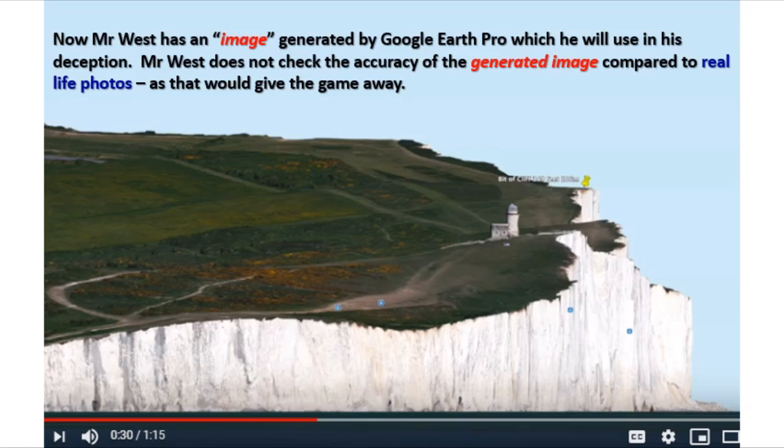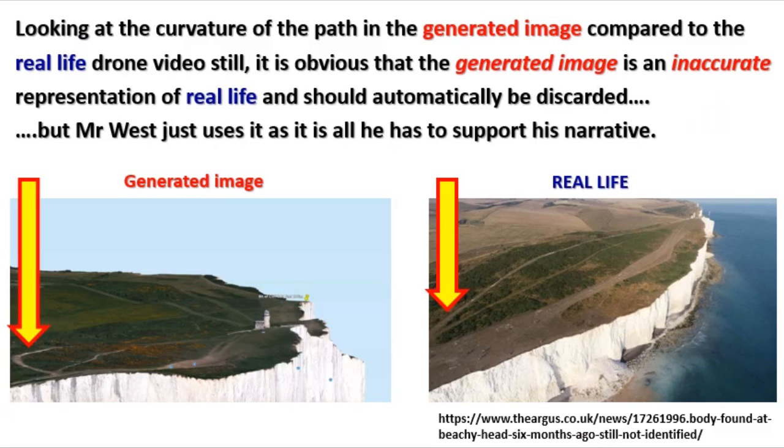Now Mr. West has an image generated by Google Earth Pro which he will use in his deception. Mr. West does not check the accuracy of the generated image compared to real-life photos, as that would give the game away. Looking at the curvature of the path in the generated image compared to the real-life drone video still, it is obvious that the generated image is an inaccurate representation of real life and should automatically be discarded. But Mr. West just uses it as it is all he has to support his narrative.